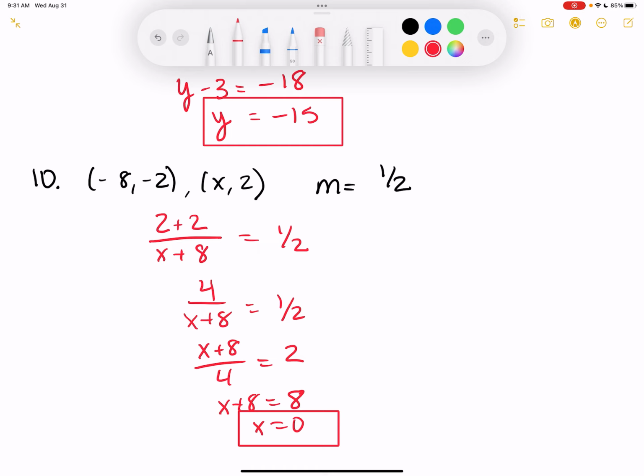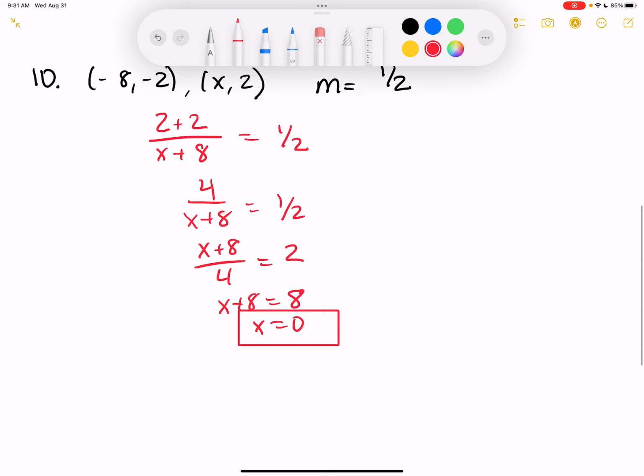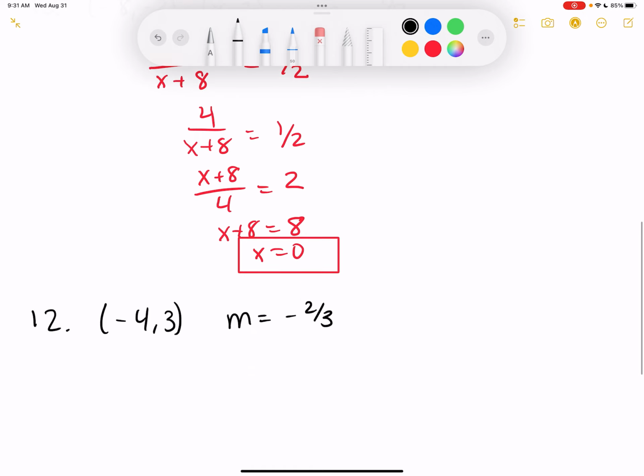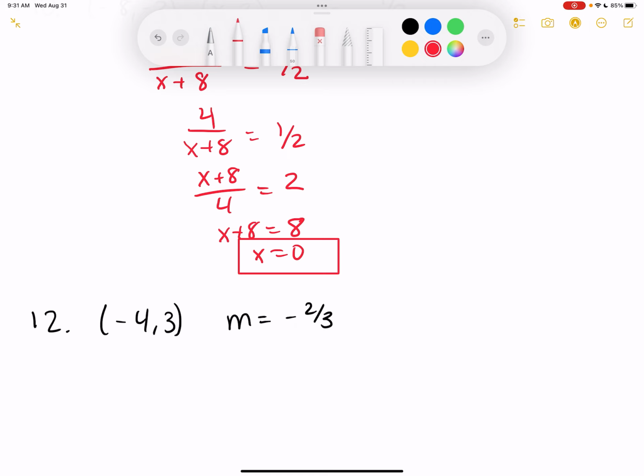Next one. Find a point slope form equation for the line through the point with the given slope. Number 12: the point -4, 3, and m equals -2/3. Let's use that formula. Point slope. What is that formula? y minus y1 equals m times x minus x1. Yep. So now you just need to plug stuff in.